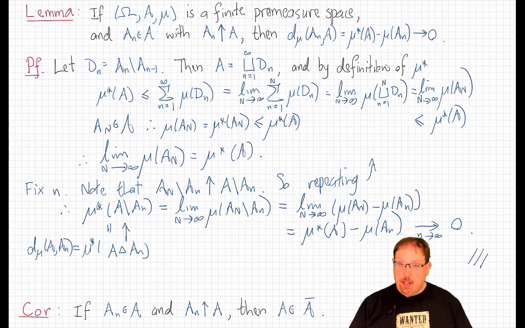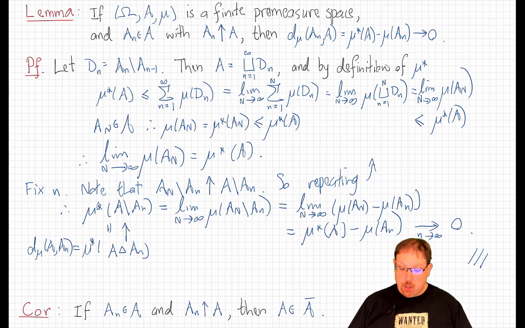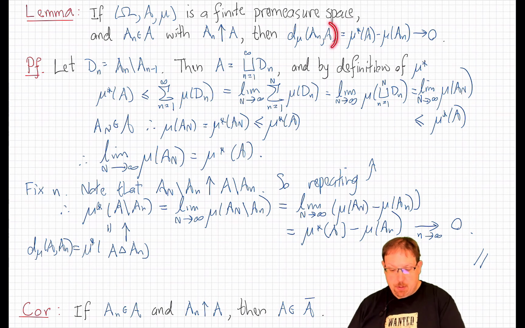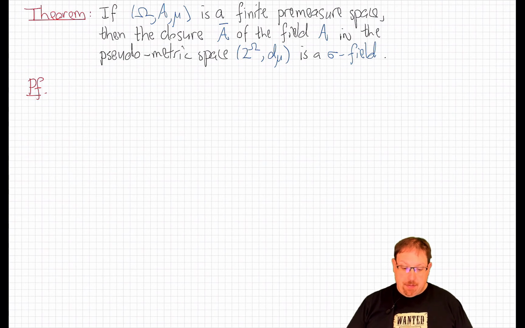Now, an immediate corollary, as we stated at the beginning, is that if I have any such sequence, A_n, in the field that increases to its union A, then that increasing limit is actually in the pseudometric closure, because the distance between A_n and A is tending to 0. This puts us in a position to prove the first half of the extension theorem. Namely, in a finite premeasure space, the pseudometric closure of the field A is a sigma field.